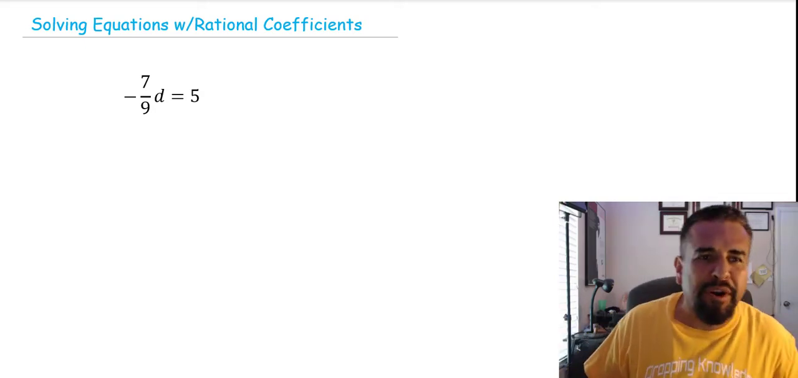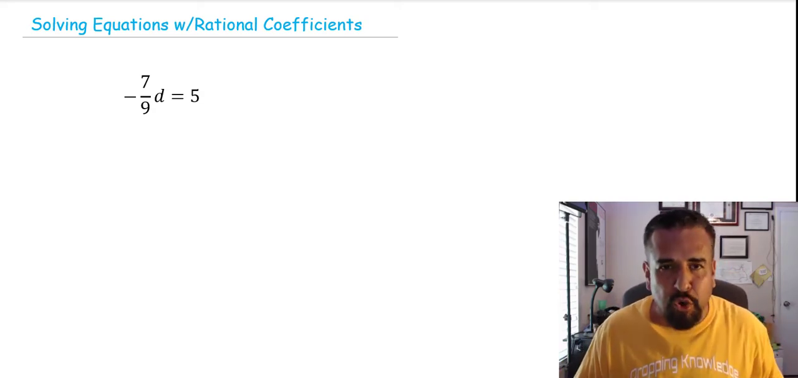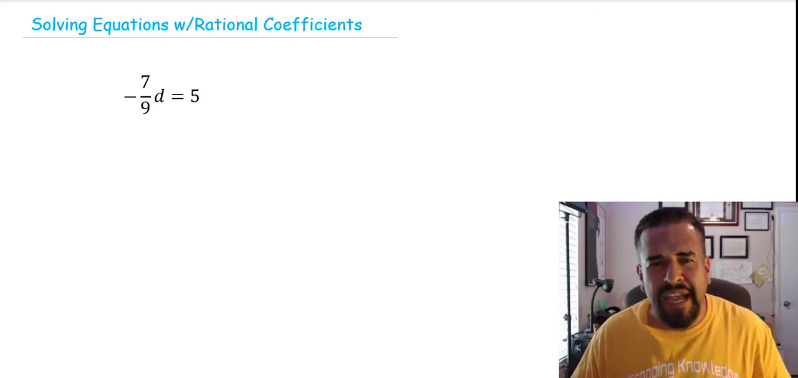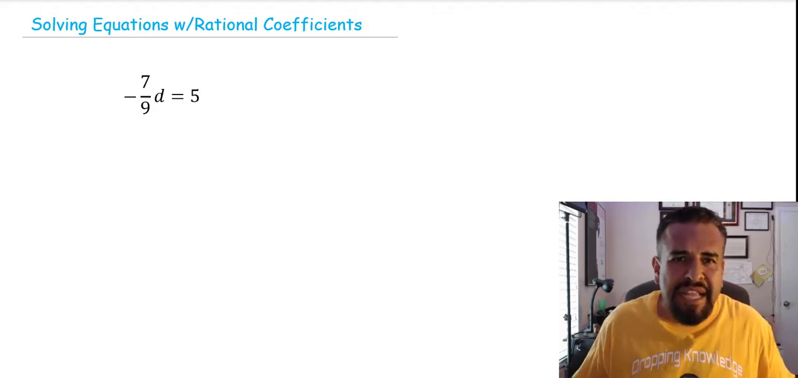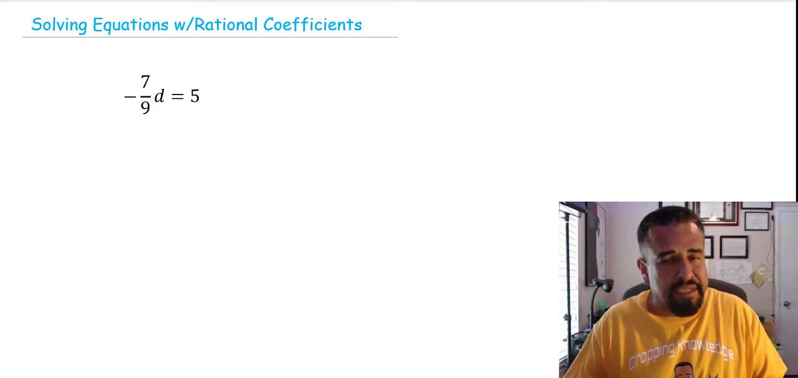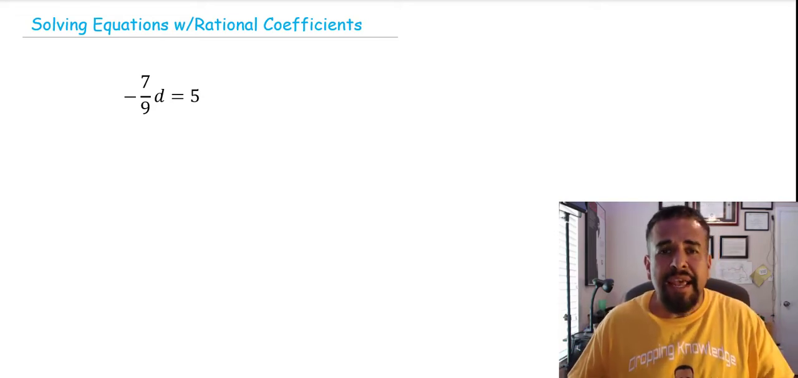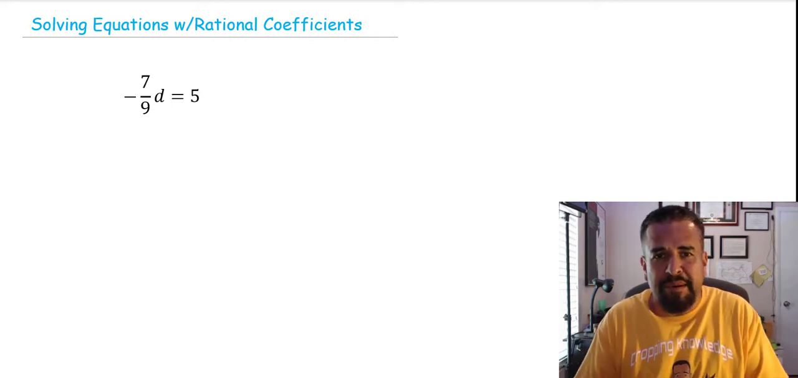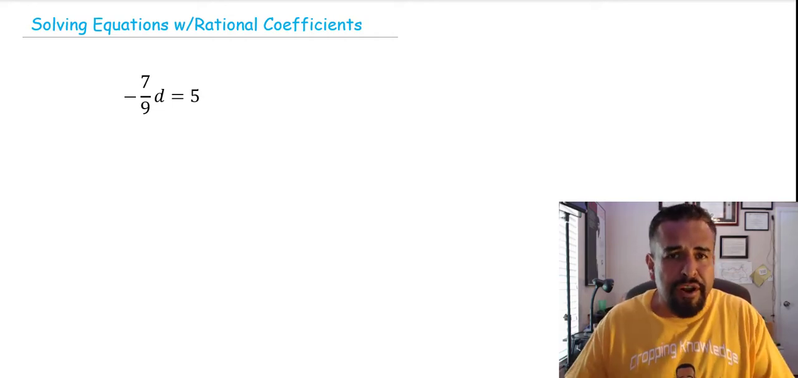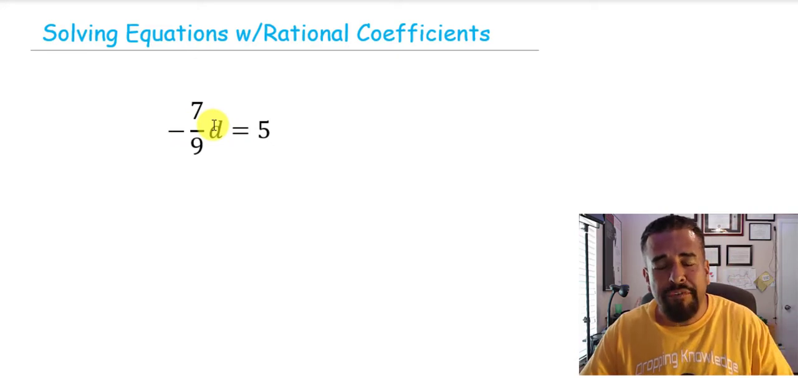Hey, today we're going to be working with equations. We're going to be solving equations with rational coefficients. And all that means is that we're going to solve equations that have fractions in them. That's it. Because a rational number is a number that can be written as a fraction, right? And a coefficient is a number that's being multiplied times a variable. So therefore, right here, if you look here, this is a fraction and this is a variable. Together, they make a coefficient.